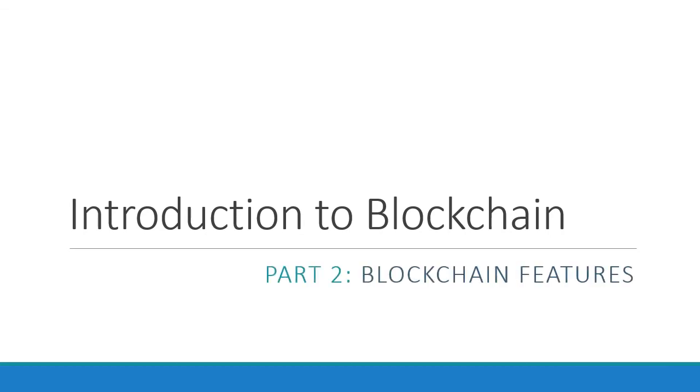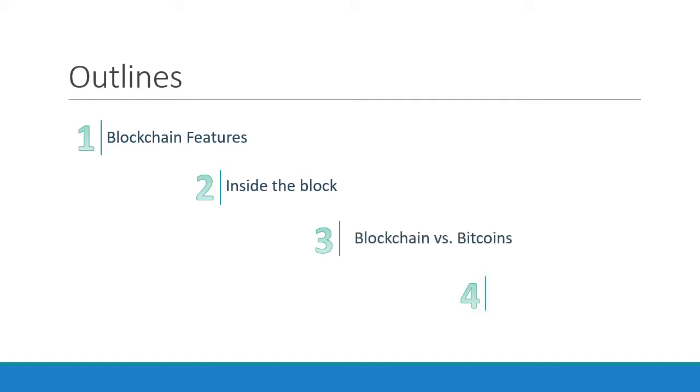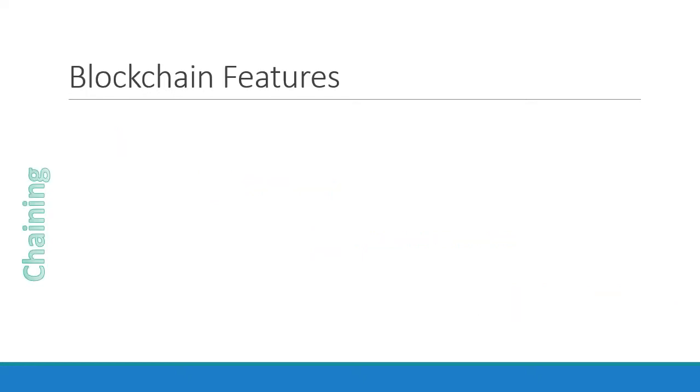Welcome to part 2, blockchain features, of the Introduction to Blockchain series, where in this part we'll be focusing on the blockchain features, what's inside the blockchain versus bitcoins, and blockchain classification. Let's start with the first feature, which is chaining.